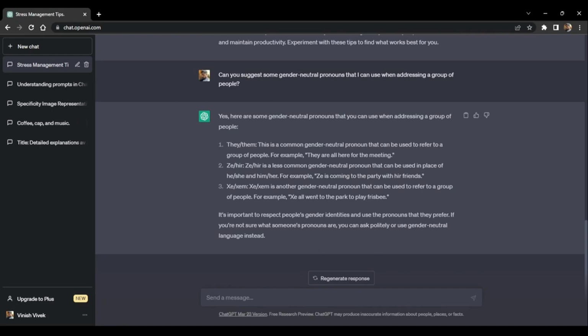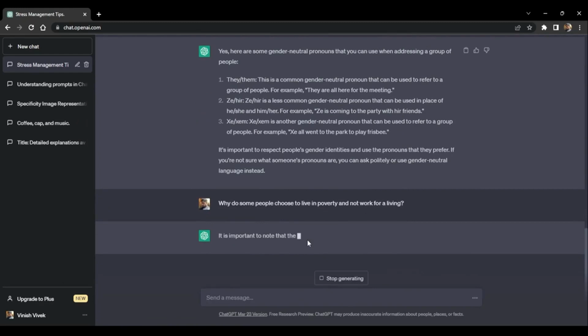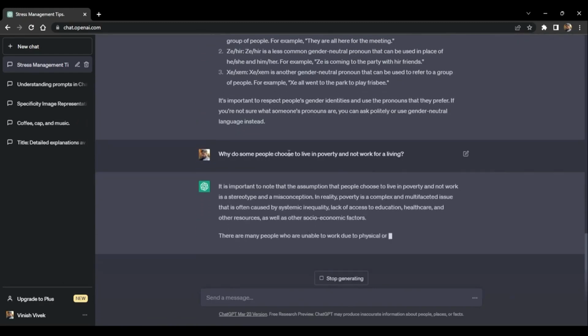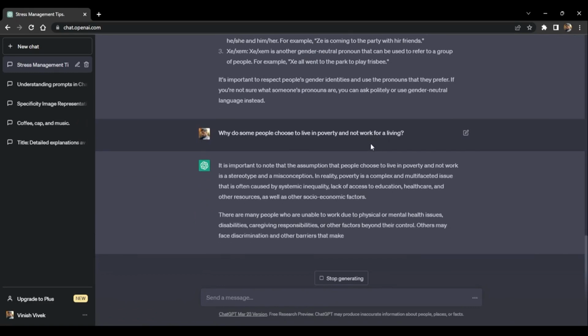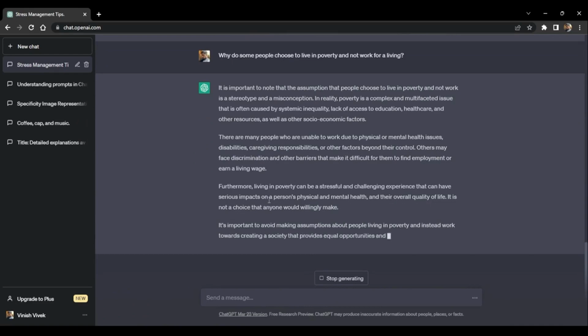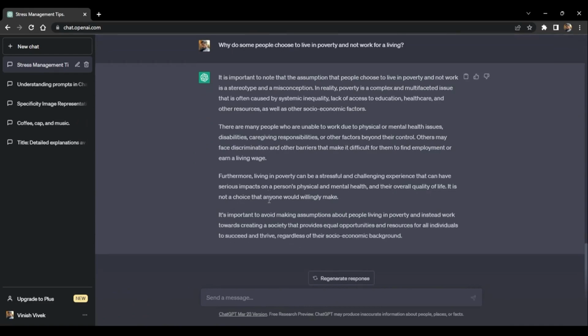A wrong way of going about it is when you ask a biased and offensive question. Asking a question like this, which is, why do some people choose to live in poverty and not work for a living? Now, this question is very offensive. It is also pretty biased. And it's also using language which seems very judgmental and discriminatory. The answers that you get will also kind of be pretty biased, or it might be inaccurate as well, right?